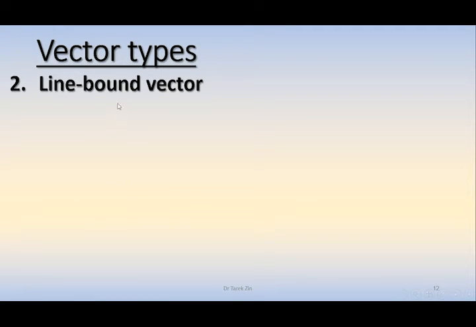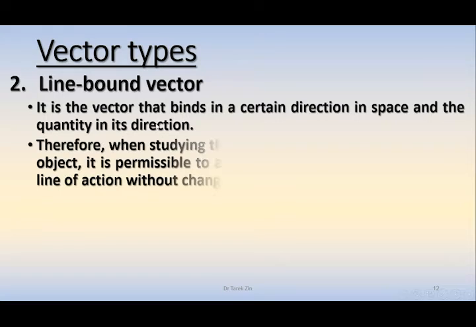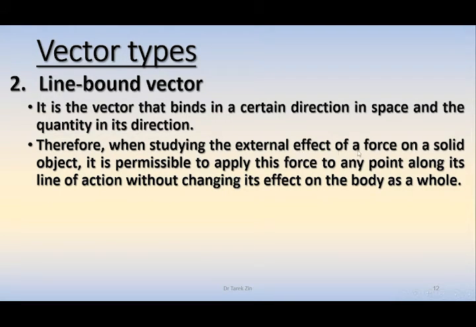The second one we will call the bounded vector. It is bounded in direction in space and in quantity along its direction. If I want to apply an external force on a solid body, this force is applied at any point along its line of action. This is very important: the line of action is what determines this. So when I work on vectors I always have the line of action, which is very, very important. I have magnitude first, direction second, and both are very important, but the line of action I will need later.